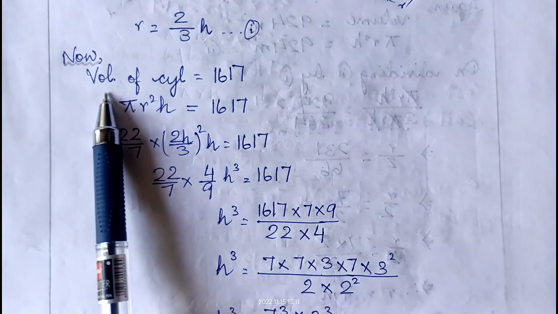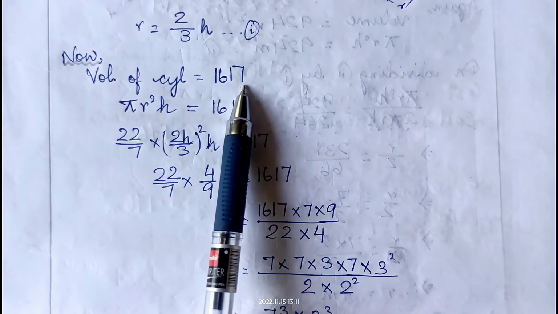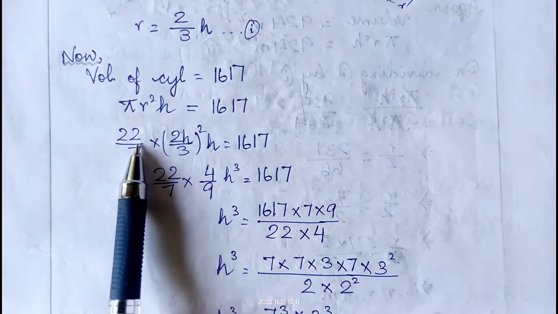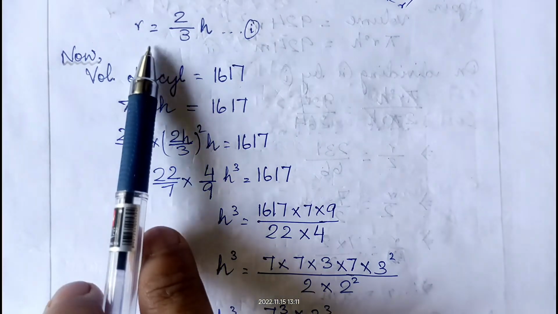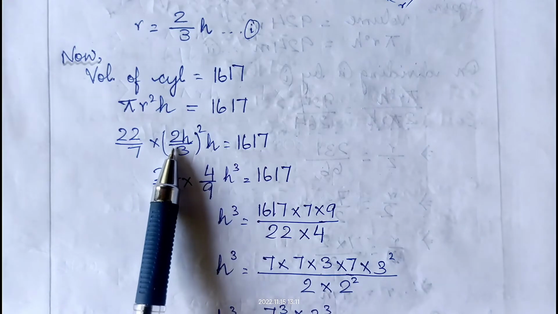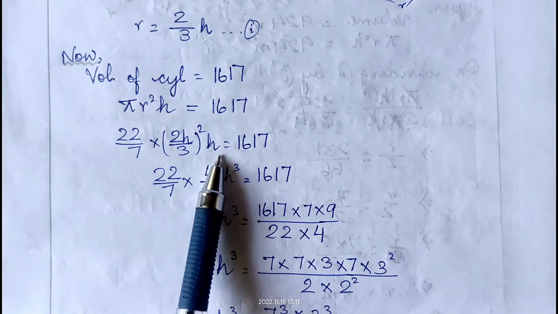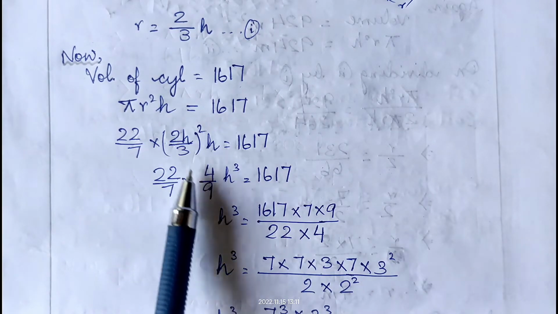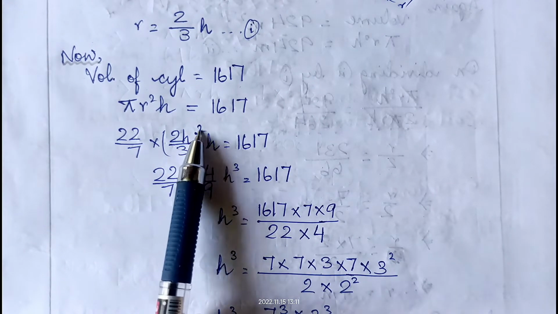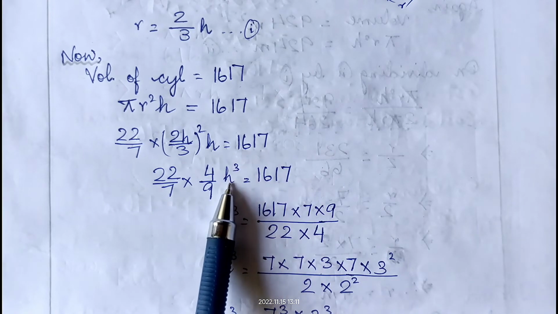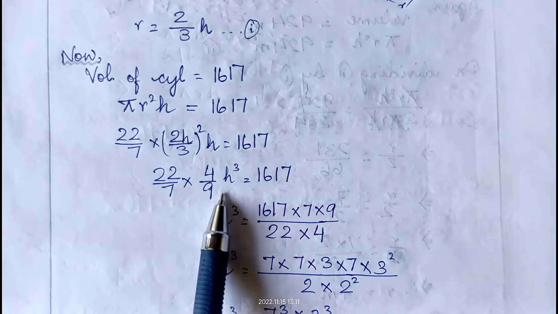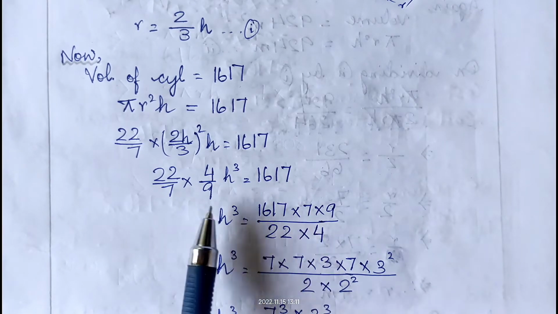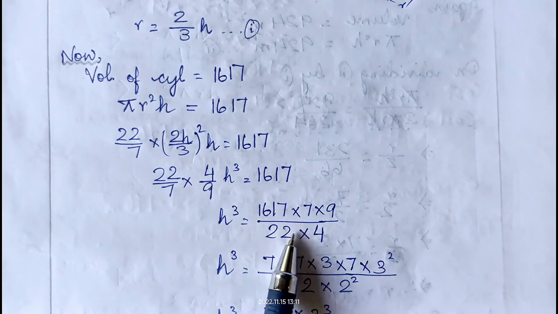As given in the question, the volume of the cylinder is 1617. Volume of the cylinder is pi R square H, which is 1617. Pi is 22/7, into R, we got 2/3 of H. So it will be 2/3 of H whole square into H equals 1617. 22/7, 2 square is 4, 3 square is 9. H square into H will be H cube equal to 1617. Therefore H cube equals 1617 into 7 into 9 divided by 22 into 4.